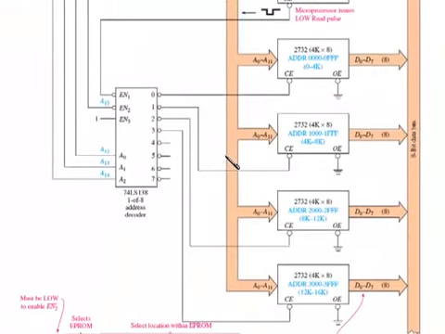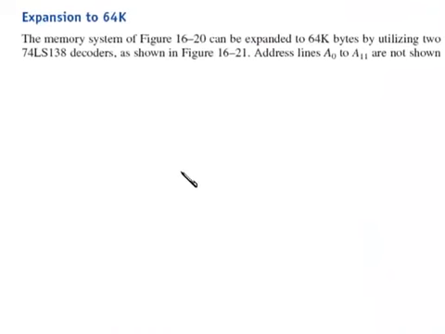So back to this diagram, when you look at this, we've got a 4K, 4K, 4K, 4K for a total of 16K. What if we wanted to expand this into a larger system? For example, expansion to 64K. So the memory system back in 16.20 can be expanded to 64K by utilizing 2 of these decoders as shown in the next diagram.